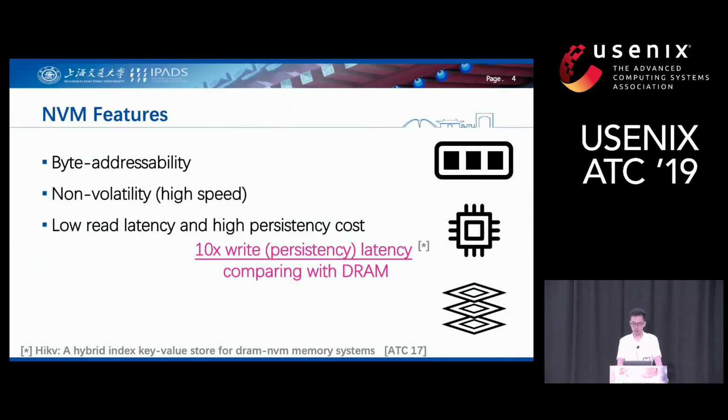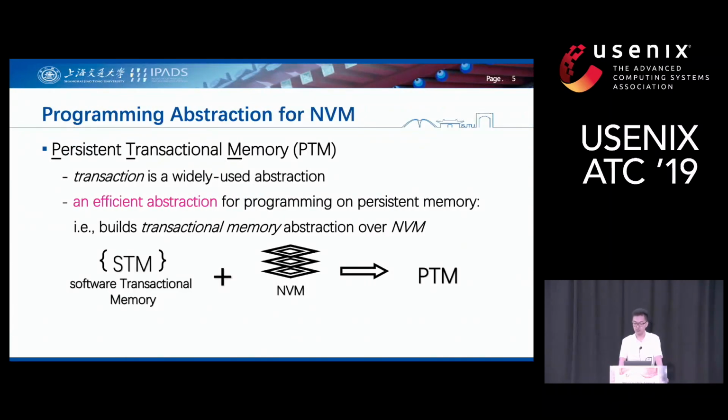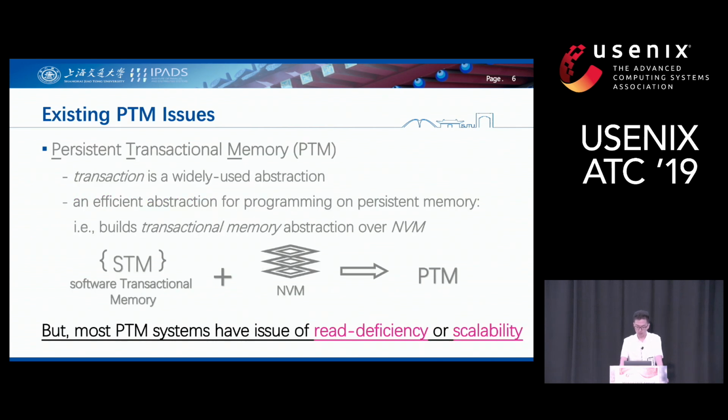NVM is byte addressable and has low read latency, but about 10 times higher write latency. To efficiently program on NVM with a balance among good programmability, high performance, and low software overhead, persistent transactional memory has been explored by prior work. By combining transactional memory and NVM, PTM offers the properties of atomicity, consistency, isolation, and durability. But most existing PTM systems neglect the performance of read operations or have scalability issues.